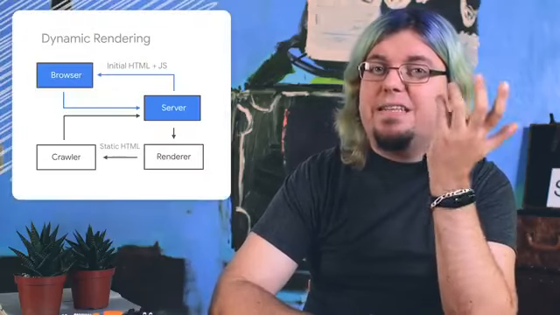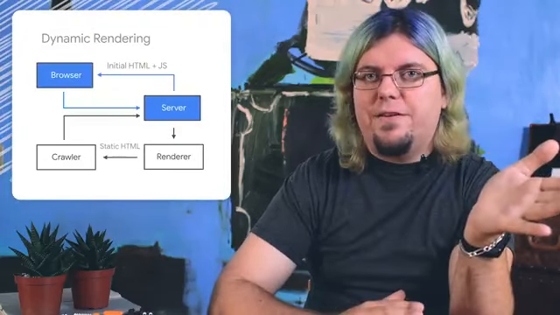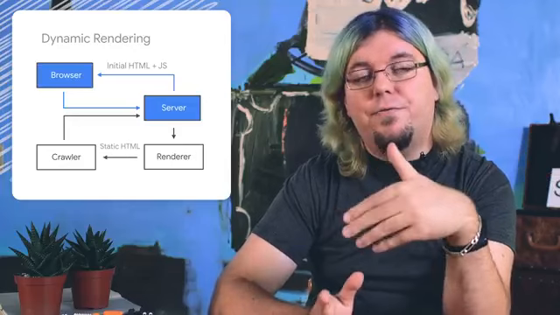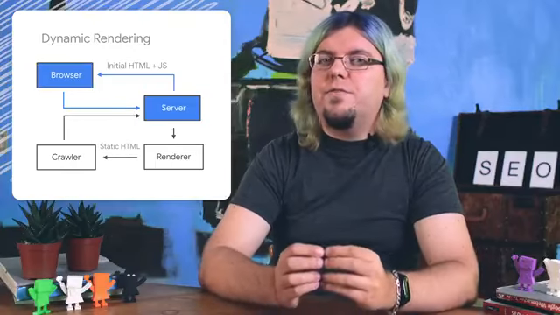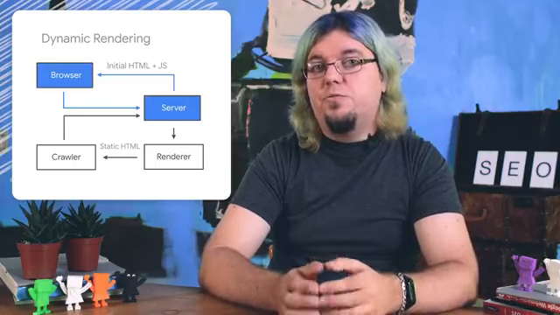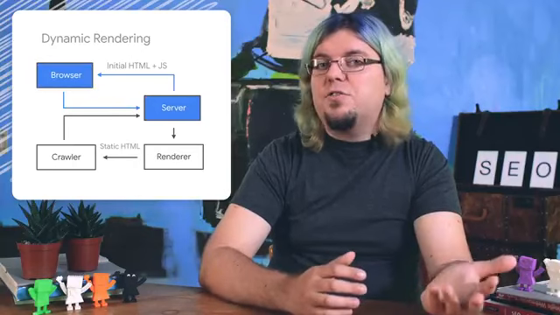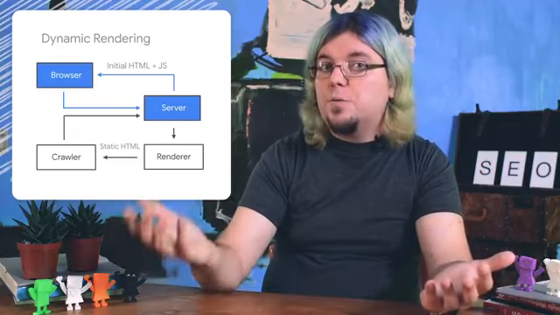But wait, what is dynamic rendering? It is a technique where you switch between client-side rendered content and pre-rendered content for certain user agents. This is useful because you can deliver the full client-side rendered experience to users while getting as much content as possible to crawlers such as Googlebot. As discussed earlier in the series, that means your content is crawled and indexed without needing to execute JavaScript first.